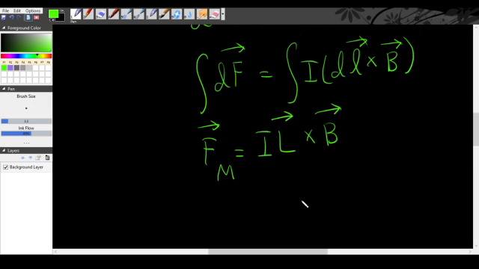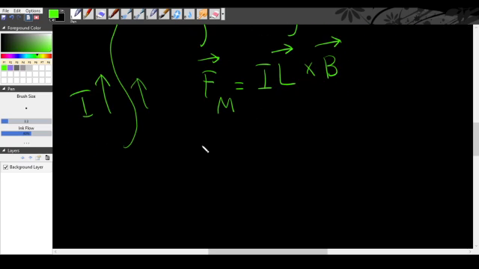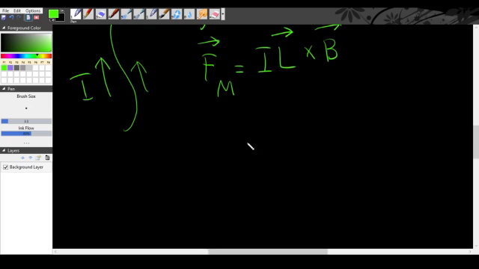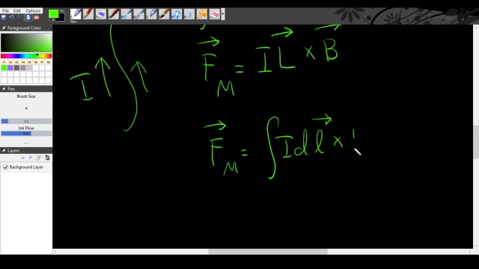And keep in mind that the length is actually a vector, and the direction of the vector would be pointing in the direction the current is going in. So if the current is going that way, then this L vector would be pointing in that direction. And if the current is in terms of the length, then you could just rewrite it as what I had earlier, like this.